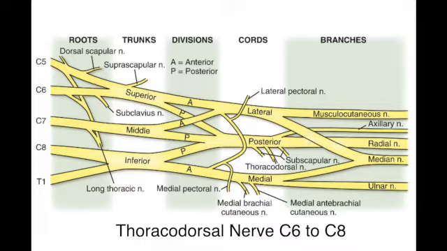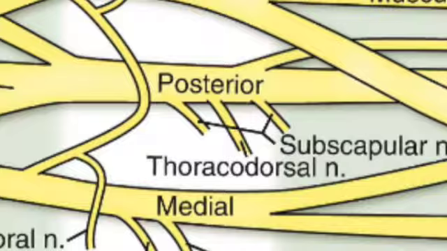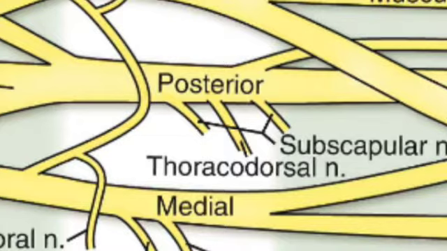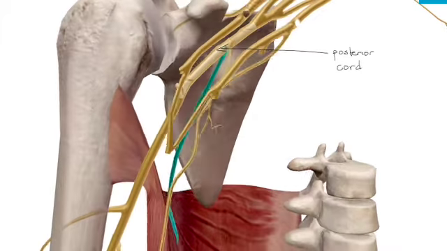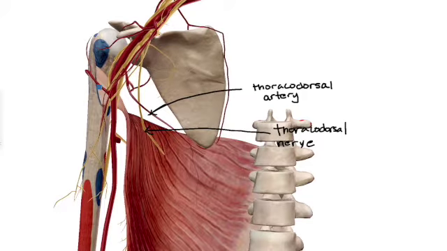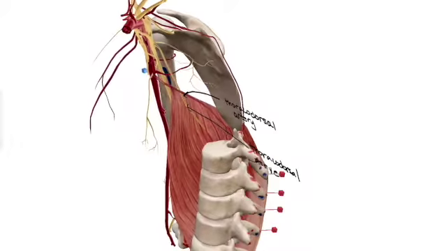The course of the thoracodorsal nerve is as follows. It arises from the posterior cord between the branches for the subscapular nerves. It is directed in an inferior direction over the subscapularis muscle, along with the thoracodorsal artery. It ends by innervating the latissimus dorsi.